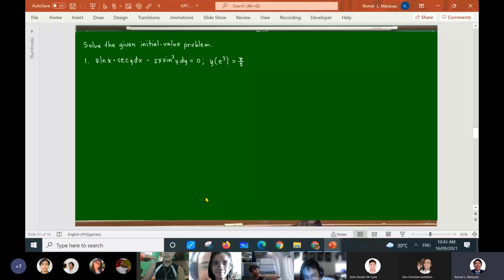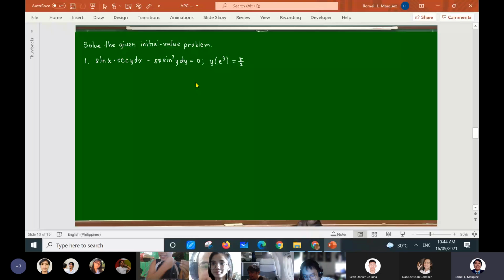Okay, so why is it an initial value problem, guys? Again, because there is a condition. If it is a first order, first degree equation, automatically there is only one condition, and that is an initial value problem.